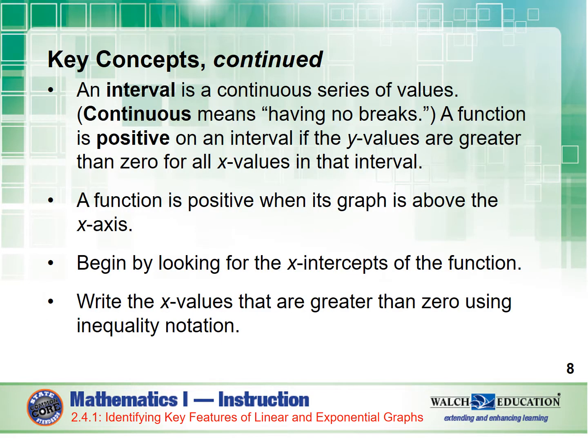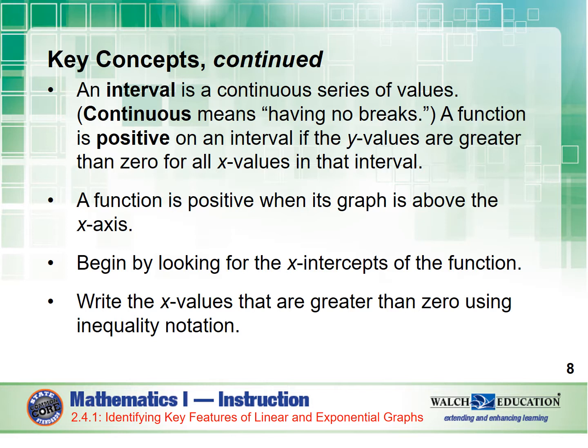Okay, so an interval is a continuous series of values. So on a graph, if you looked at a graph of years, you were looking at a change in growth over years. Your years are your continuous series of values. So you might have it in five-year intervals or 10-year intervals. Continuous means having no breaks. So a function is positive on an interval if the y values are greater than 0 for all x values in that interval. And we'll look at what that means in just a second.